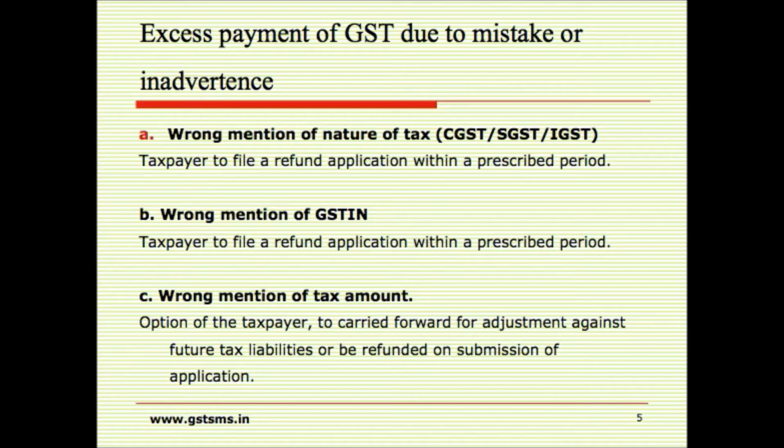Third, wrong mention of the tax amount so paid. Let us take an example in this case. If the assessee or the taxpayer is required to make a payment of 10,000 rupees, but instead he makes a payment of 12,000 rupees, then in such case, for rupees 2,000, either a refund could be claimed or the amount of 2,000 could be carried forward to future tax periods for adjustment.